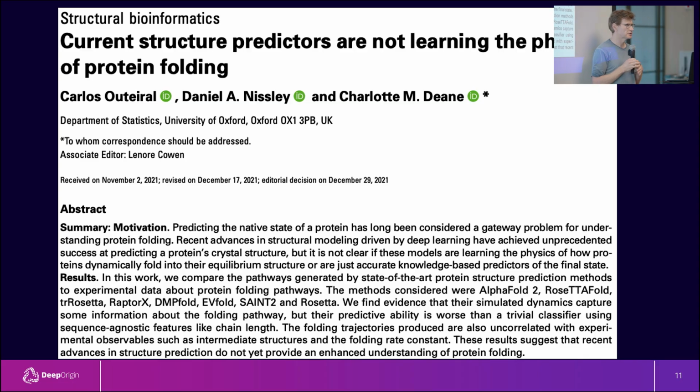But there are also challenges. As far as most people believe, it's not yet learning the physics of the matter, and so therefore it might not know how the protein changes over time. Are there hidden pockets? If it's disordered, how do those tails interact?